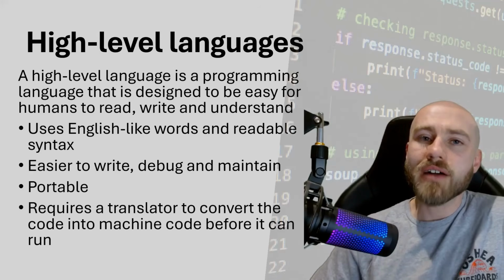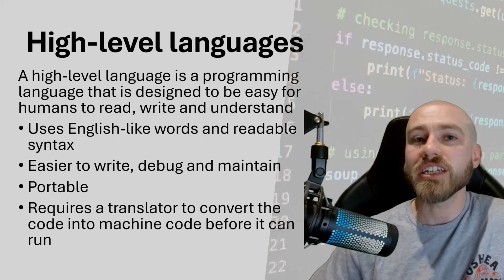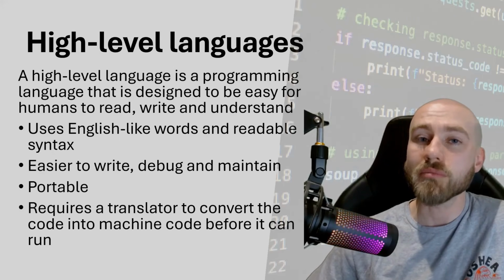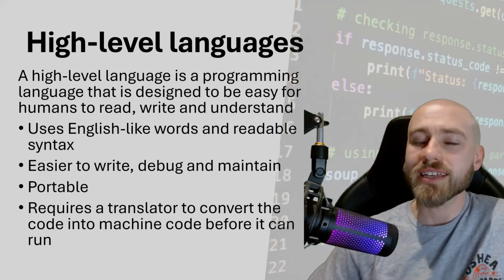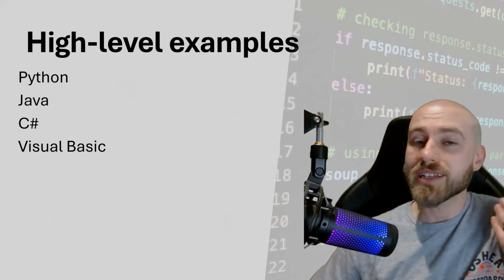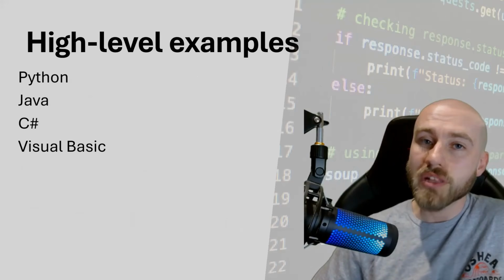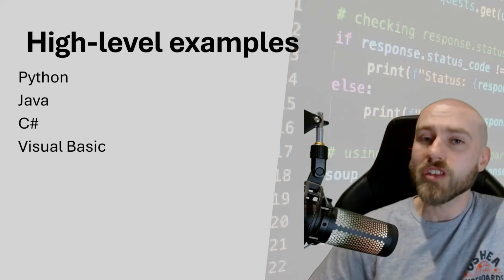A downside of having a high-level language, though, is that it needs to be translated into machine code so that it can be understood by the device itself. So every time you run a high-level language, it gets translated before it can be run. Some examples of high-level languages include Python, which most of us are really familiar with. We've got Java, C#, and Visual Basic, or VB for short.